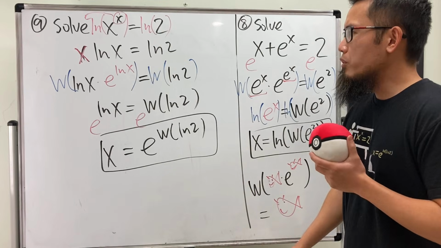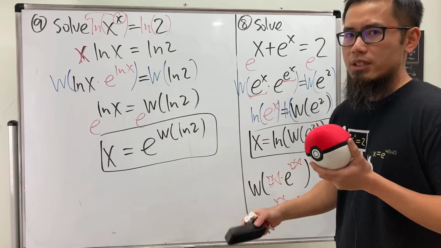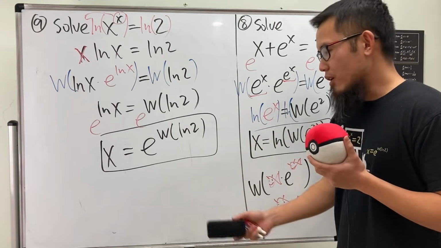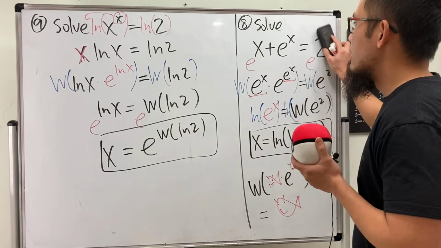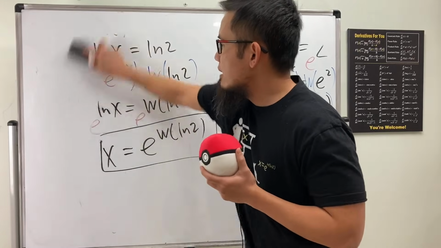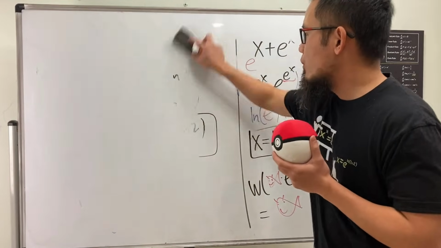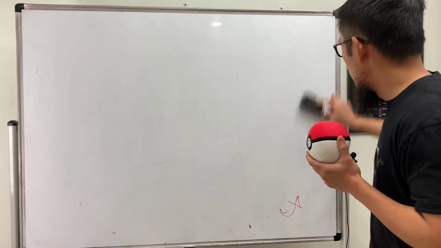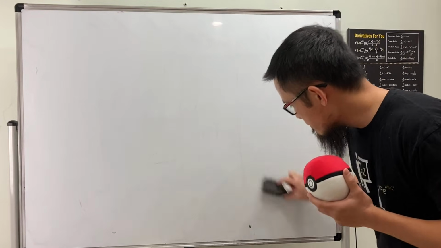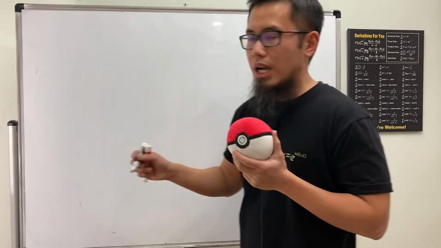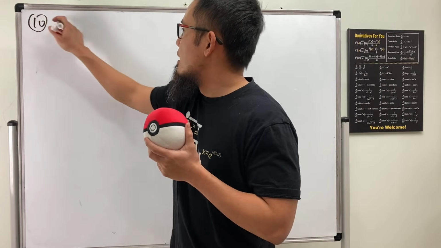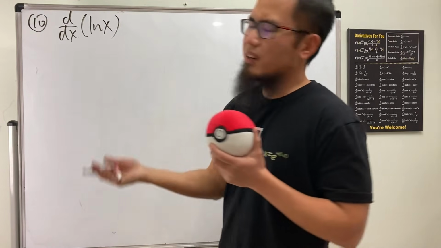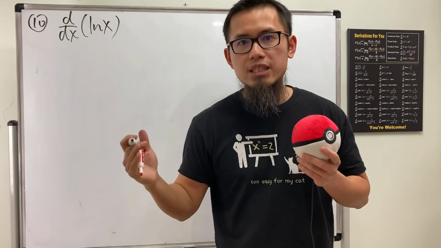Now, I think we should be good with the algebra part with the Lambert W function. Of course, it can be pretty tricky sometimes. However, let's just move to some calculus, right? So, number 10 and later will be calculus. I'll show you guys the derivatives and integrals. That will be it. So, have a look. Number 10, let's find the derivative. Of course, not just the Lambert W function. Let's find the derivative for ln x first.